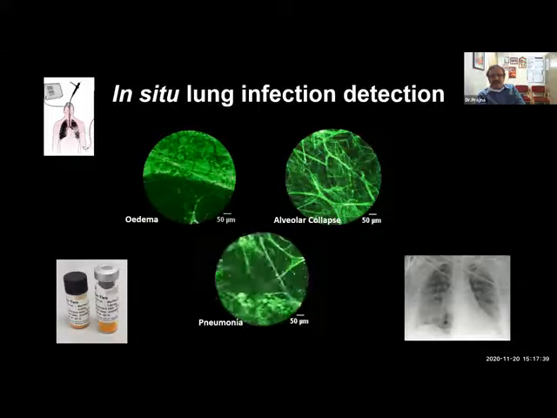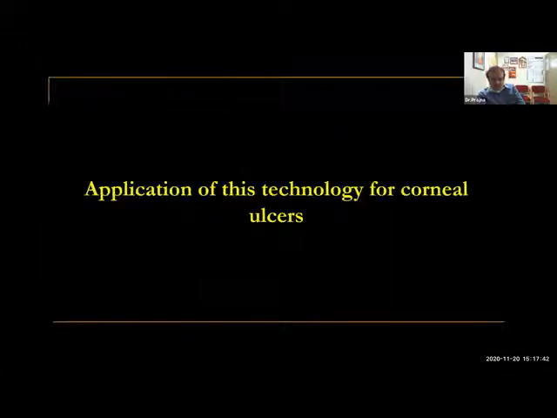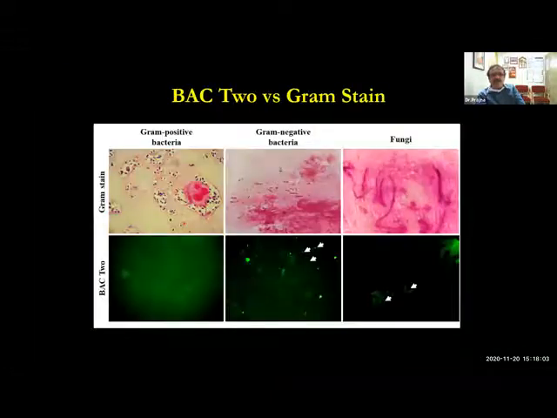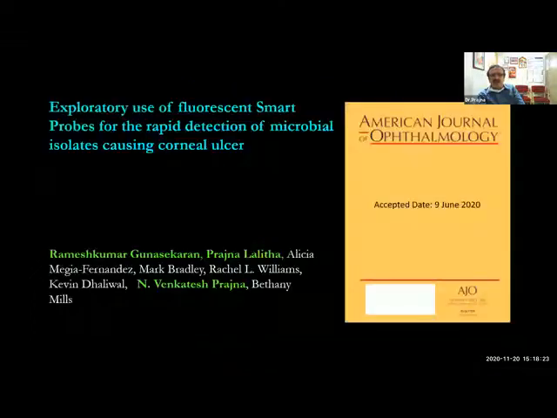So we decided, if it could be done in a lung, could we do a similar thing for a corneal ulcer? Can we diagnose using a simple technique in the field whether this ulcer is caused by fungi or gram-positive or gram-negative bacteria? We use what are called smart probes. At this point, we have looked at smears in the microbiology lab, and we are able to find out very quickly, by just spraying this, whether the ulcer is caused by fungi, gram-positive bacteria, or gram-negative bacteria. We published this year on rapid detection.